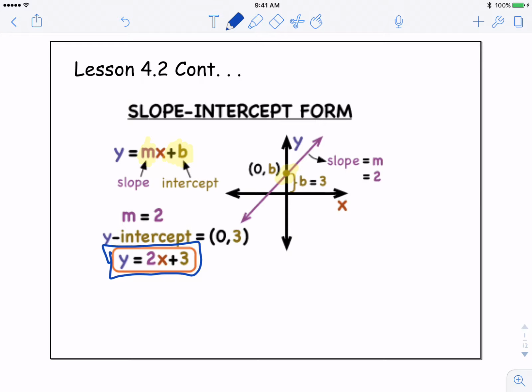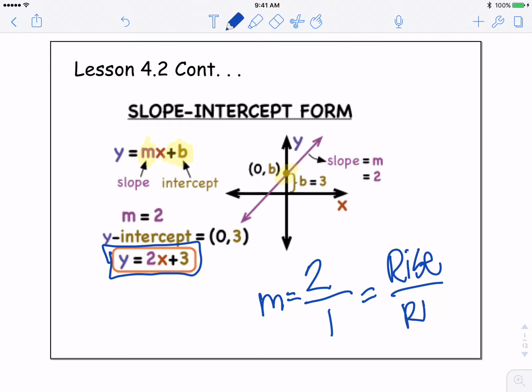Now the slope of the line is a positive 2, meaning that 2 is our slope. I can write 2 as a fraction as 2 over 1. So this is my rise over run on that line. So starting from this y-intercept point, I can go up 2 and over 1, and then I will be at another point on that line.